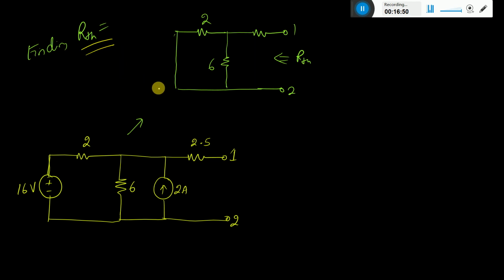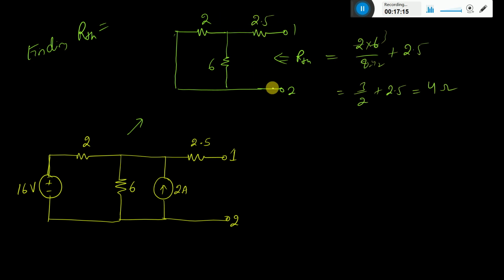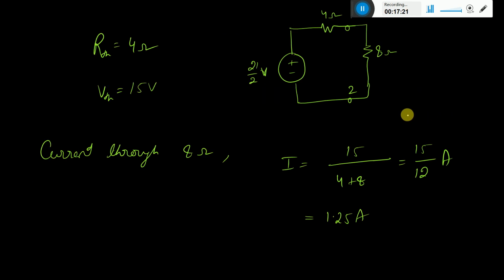Now RTH you can find, for that all are independent sources. So if all are independent sources, simply this one will be short circuit and this one will be open circuit over here. So the entire circuit will look like this. Now if the circuit looks like this, it's very easy. These two are in parallel and along with this 2.5 in series. How much are we getting? Let us say, okay, we are getting here 4 ohms. So now we have got 4 ohm as RTH and 15 volt as VTH.